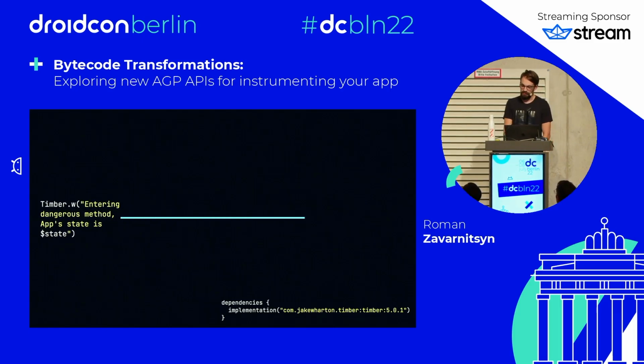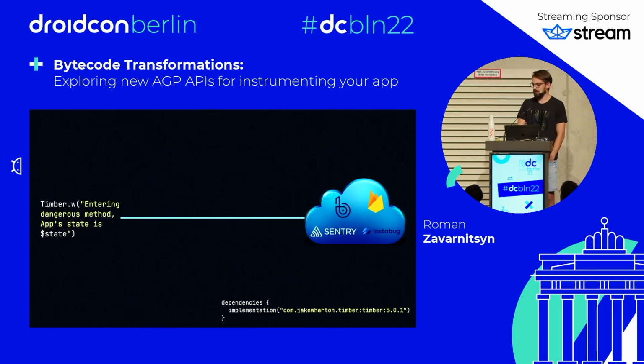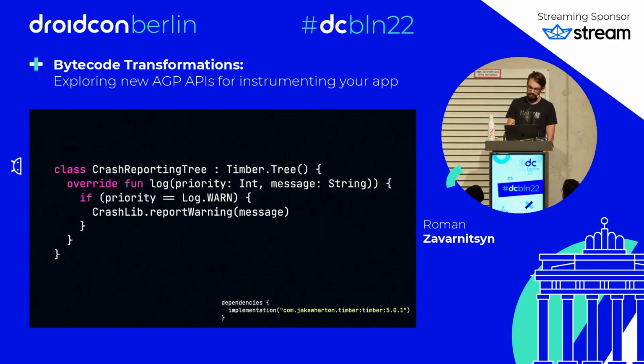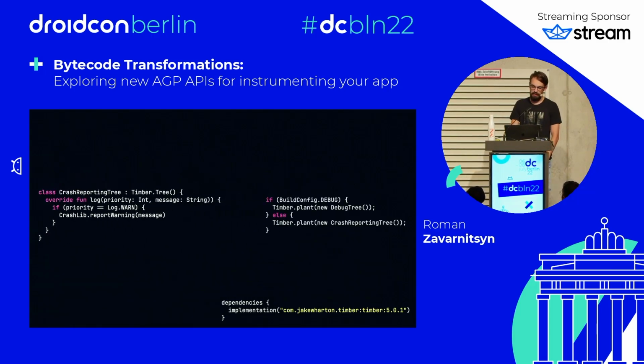Ideally, you would also want to send this log message to your error monitoring solution, so you can actually enrich the error events and see what's going on, and it would help you debugging the issue. With Timber, it's pretty straightforward to do. You can just create this custom crash reporting tree, check the log level. If it's a warning, you would use your crash library to report the warning. And then you would plant this tree for the release builds. I think it's a pretty standard setup for most Android apps.